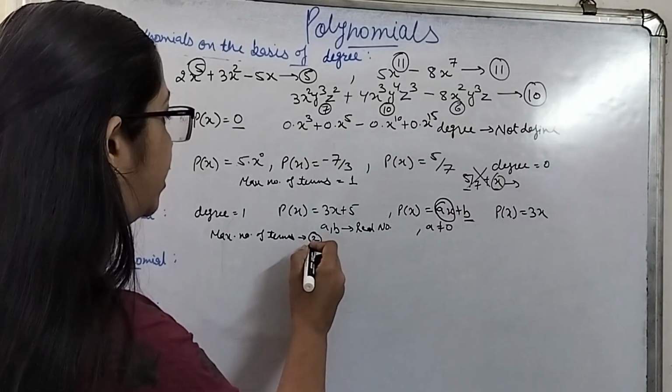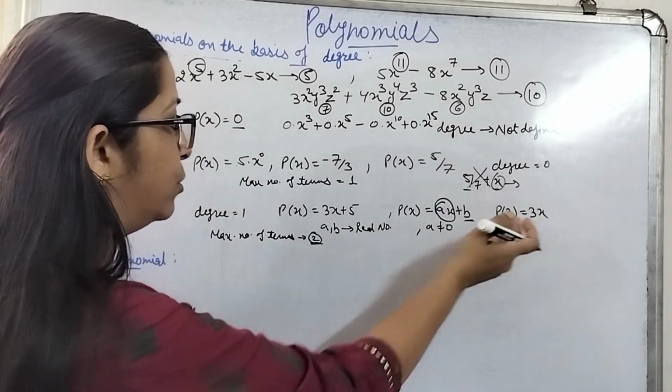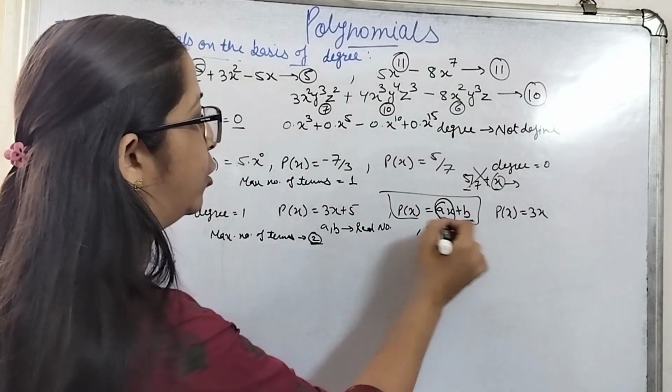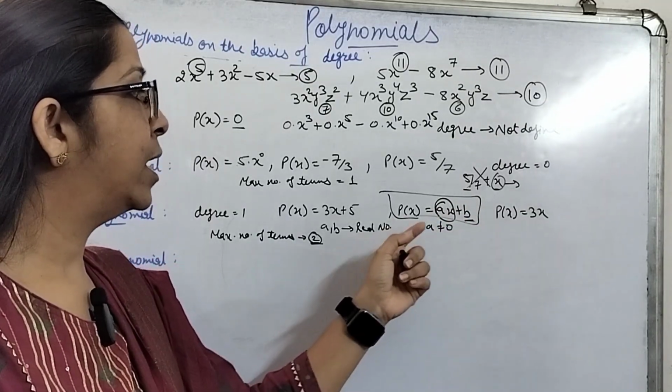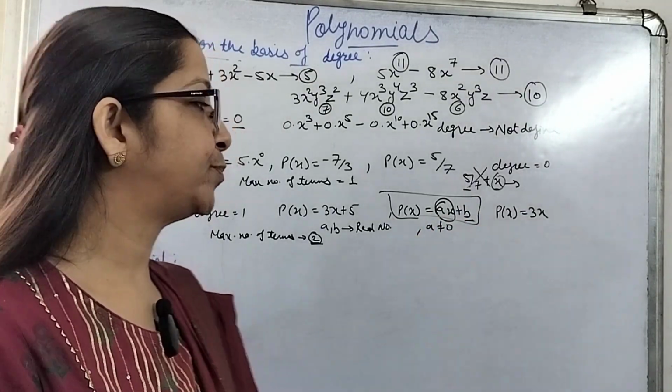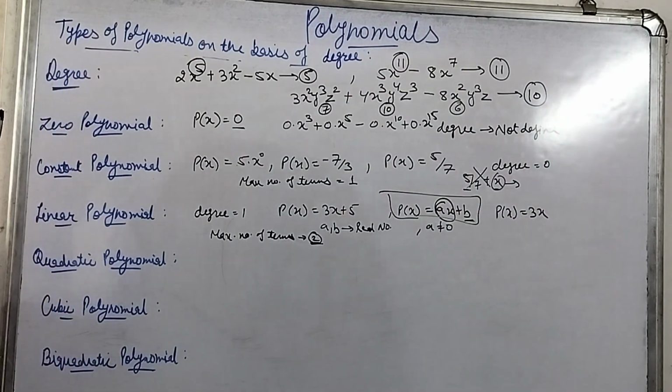So maximum number of terms is 2. It could be 1 also. And the standard form of the linear polynomial is ax plus b, where a and b are any real numbers and a cannot be 0. Now let's see what is quadratic polynomial.